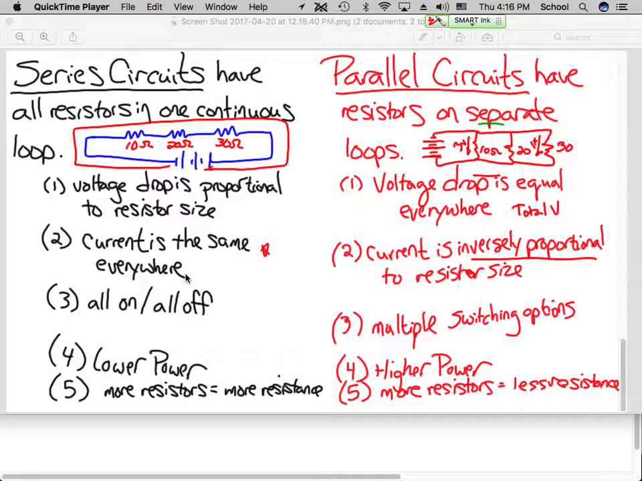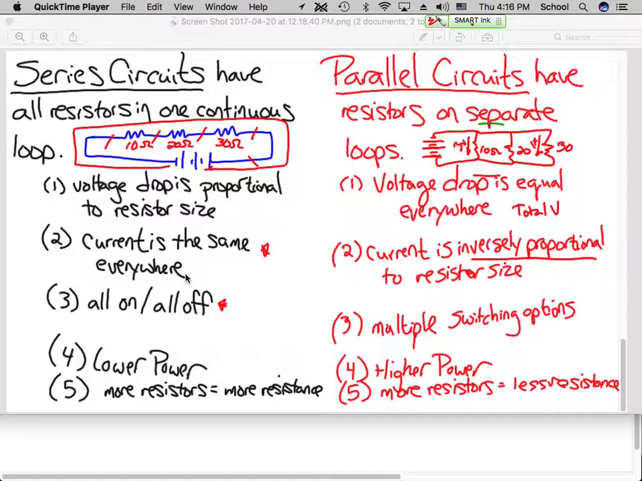Moving on to switching. In a series circuit, since there's only one possible pathway, anywhere I interrupt this pathway it's going to interrupt the pathway for everything, which means it's all off or all on. They're either all on or they're all off.